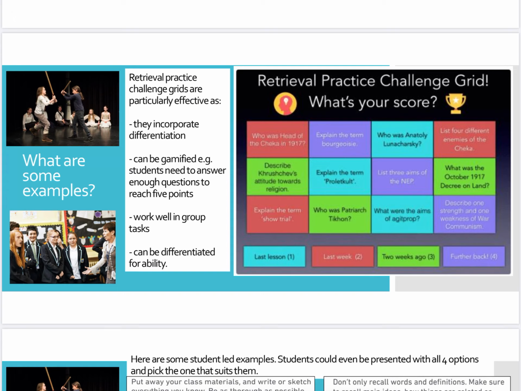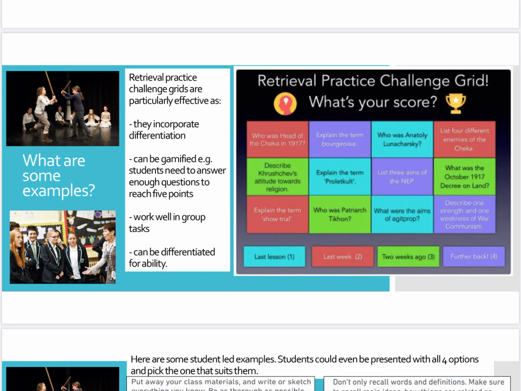So we've looked at the why, we've looked at the how. Now let's look at the what. There's lots of things you could do. Again, I'm not going to teach you to suck eggs. I'm sure lots of you know lots of effective retrieval practice things. Just Google it and it'll come up with 1,000 things. But one thing I've used that always works very well is a retrieval practice challenge grid.